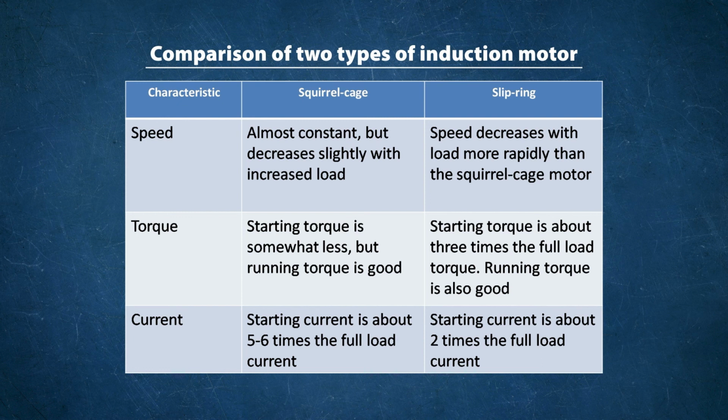The other parameter is the current. Starting current in case of squirrel cage induction motor is about 5 to 6 times the full load current, which is undesirable. But in case of slip ring motor, starting current is less. It draws hardly 2 times the full load current. So this is better in this case.